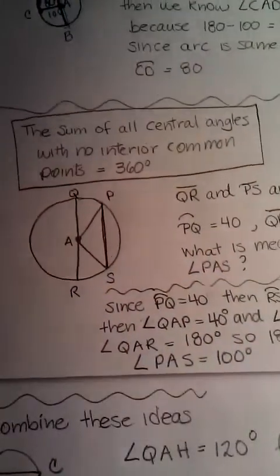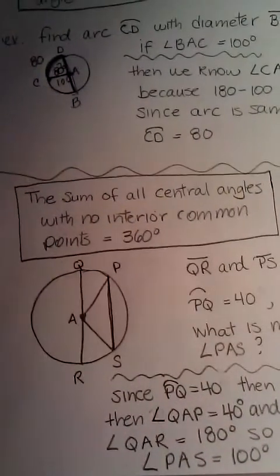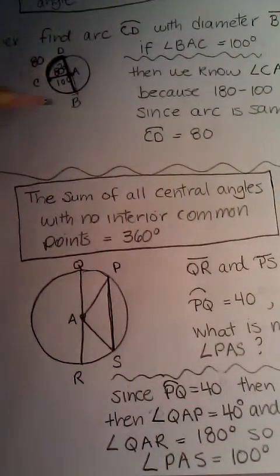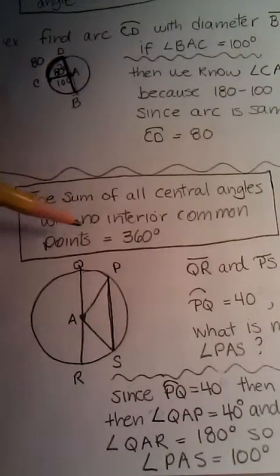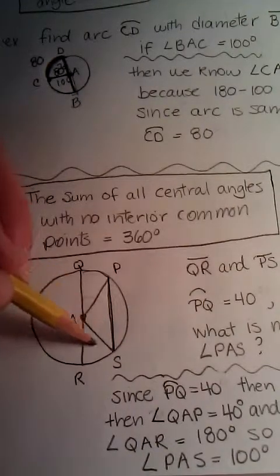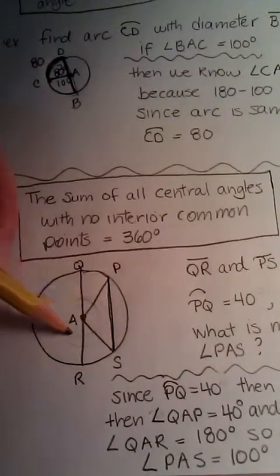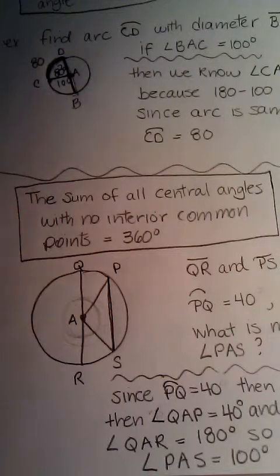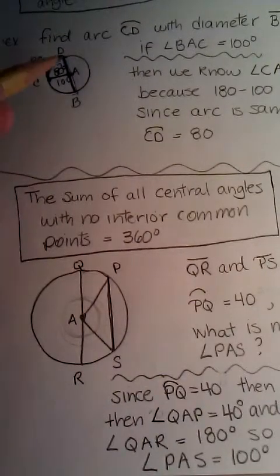All right, now let's see how we can do another one. Another thing that it says is the sum of all central angles with no interior common points equals 360. So basically what that tells me is that all of these together that make up the inside of the circle are going to add up to 360. That's really what that means.